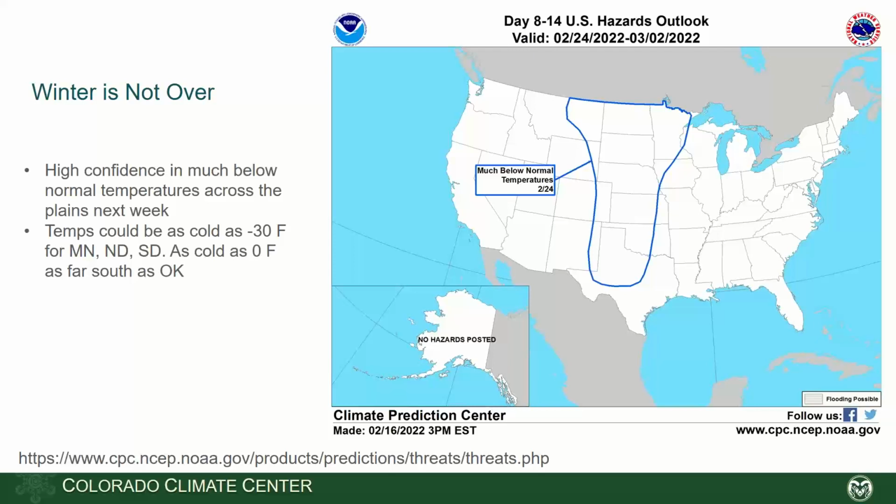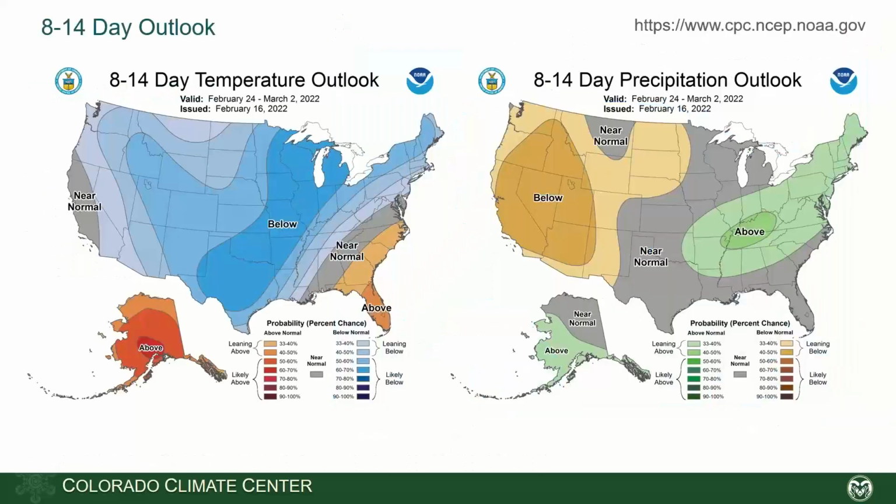And some of the values that I've been seeing in the weather forecast models for Minnesota and the Dakotas could bring temperatures as low as -30 on the coldest mornings during this time frame, and could bring below zero temperatures as far south as Oklahoma. We'll just have to see on that, but the main point is that winter's not over, and we're still potentially going to have to deal with some impacts from very cold weather.